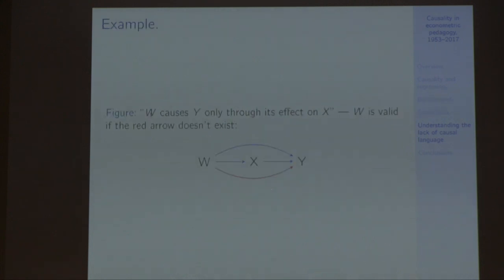So, for example, a phrase that I myself have used with my econometrics students, now I realize to my chagrin, is: an instrument is valid if the instrument W causes Y only via its effect on X. So what we're saying here is if we have this little model where W, the instrument, causes X, and in turn X causes Y.